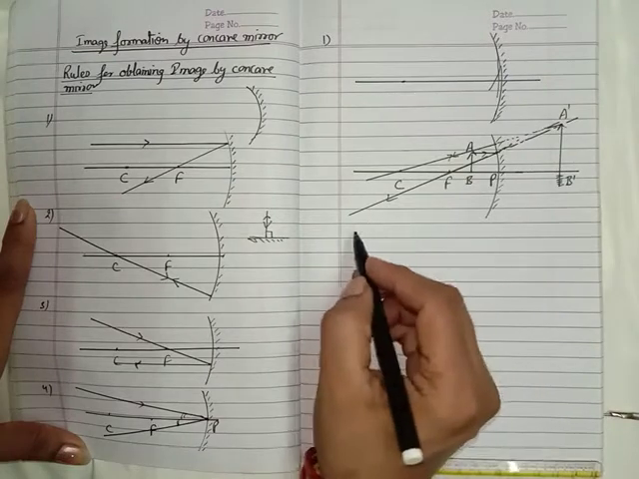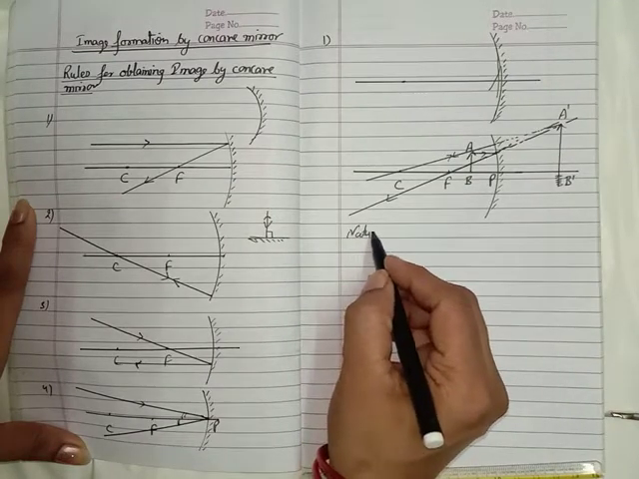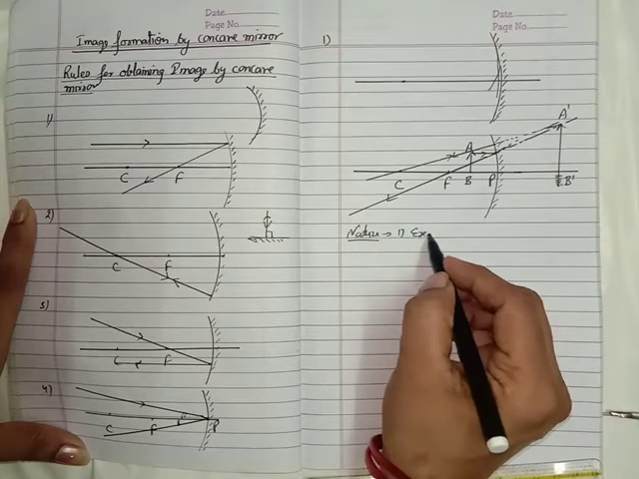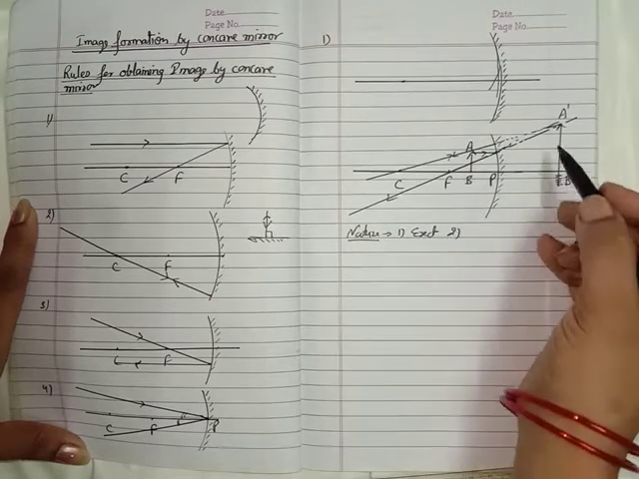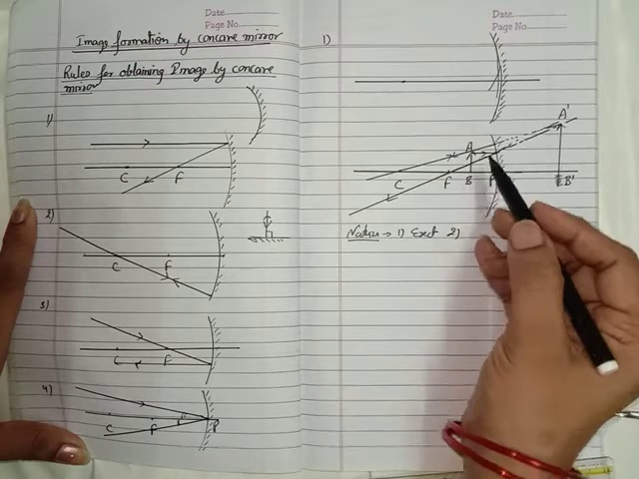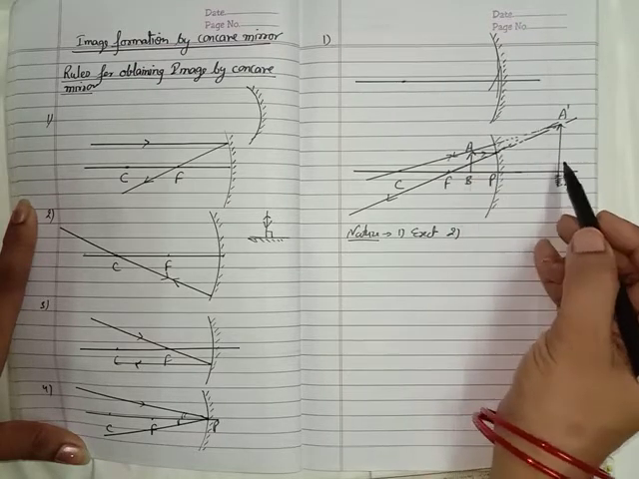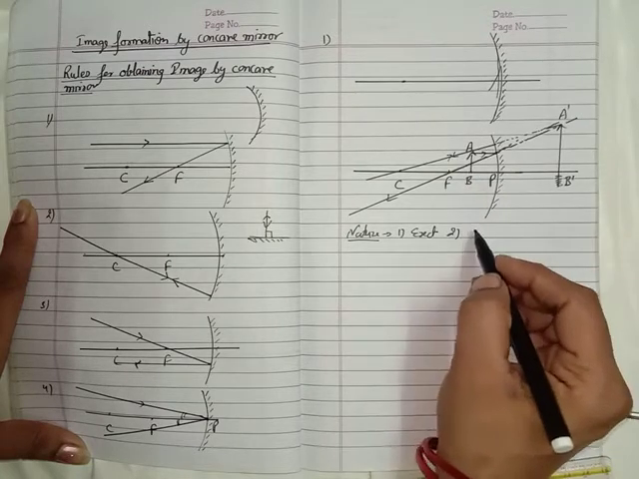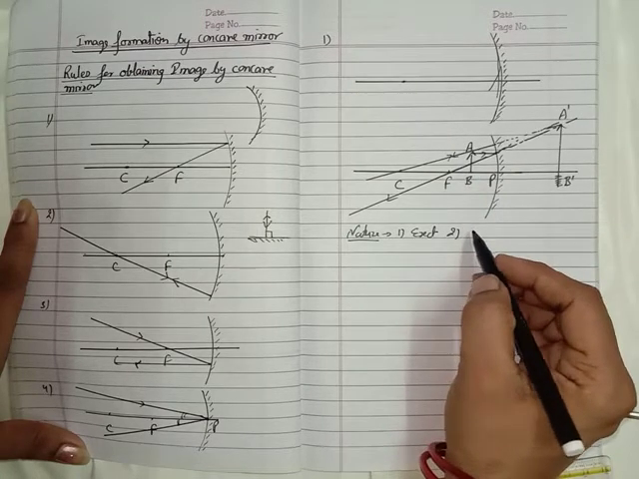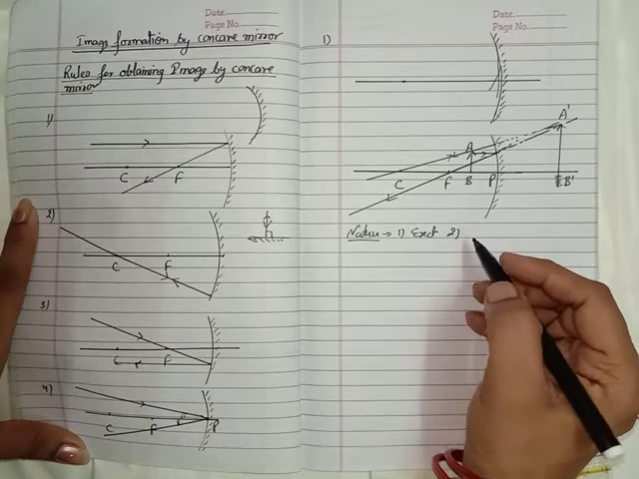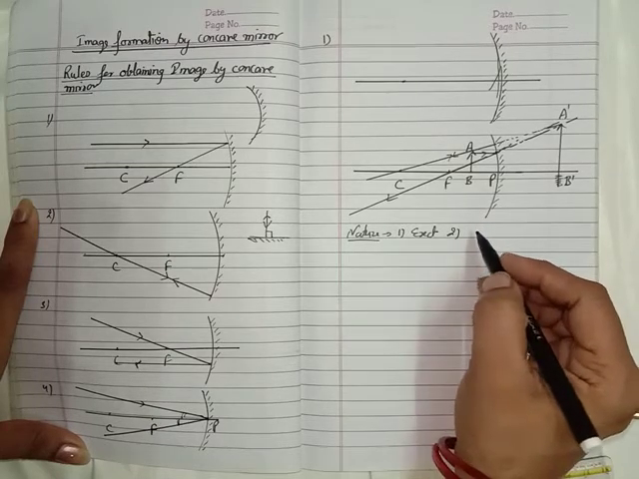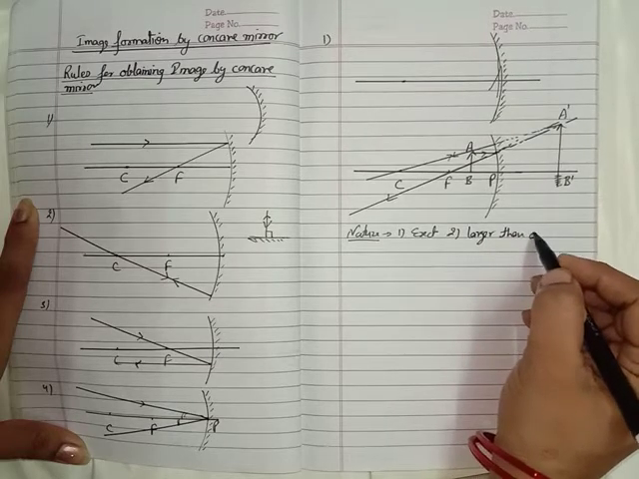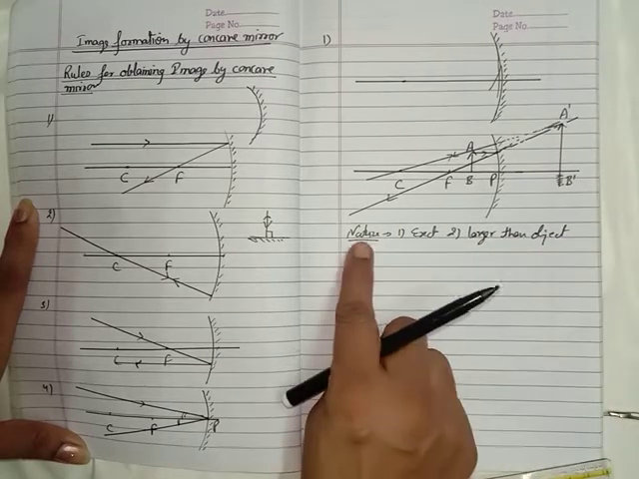So first the nature of the image, you can write the nature of the image after preparing the images. First, it is erect. Second, we know that this image is larger than the object. The object is of a smaller size and the image is larger compared to this object. So we can say it forms an enlarged image, larger than the object. We can write there: larger than object. This is the nature of the image.